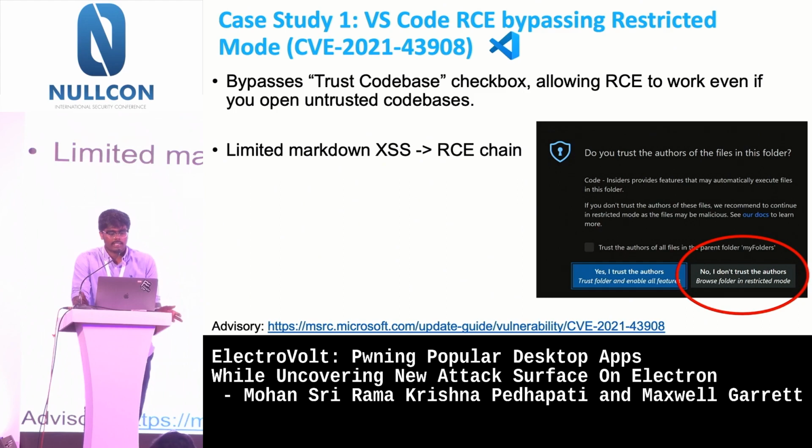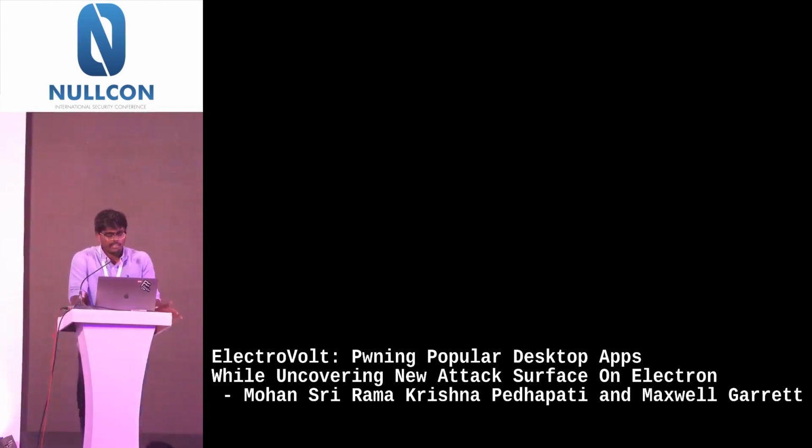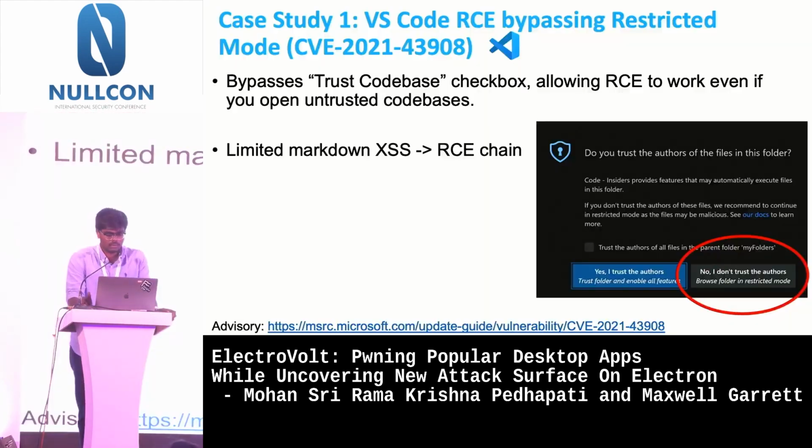Which is VS Code RCE bypassing restricted mode. With this bug, we were able to achieve remote code execution in VS Code when a victim opens a markdown file in a maliciously crafted VS Code project or folder, even in restricted mode. So the summary of this bug is VS Code allows rendering of markdown files in an iframe with protocol vscode-webview, but with a strict CSP, which means you can't get the XSS, and most restrictive web preferences.